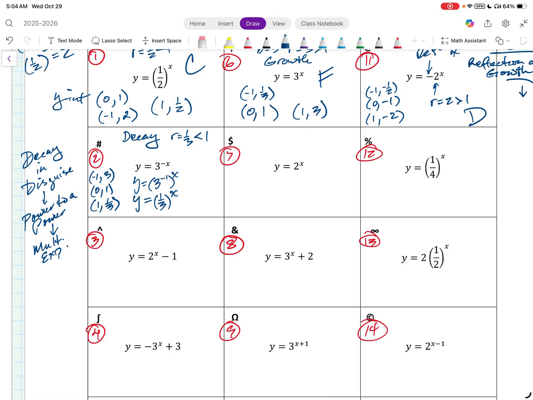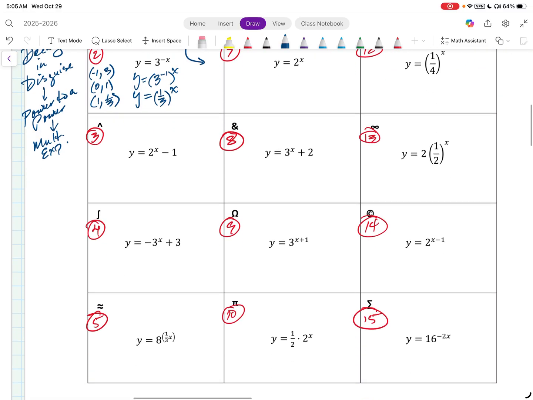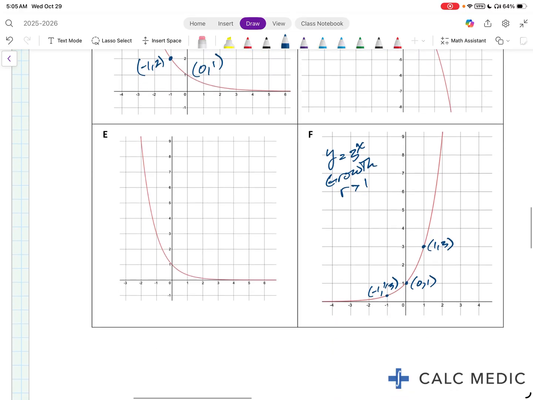Okay, so we know it's a decay function. So it's got to look something like this right here. Okay, so let's go fishing. All right, we're looking for negative 1 comma 3 on the graph, and it's decay, so it's going down. Okay, let me see. This one goes through 0, 1, and it also goes through negative 1 comma 3.